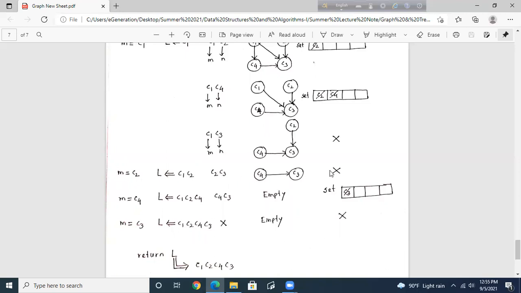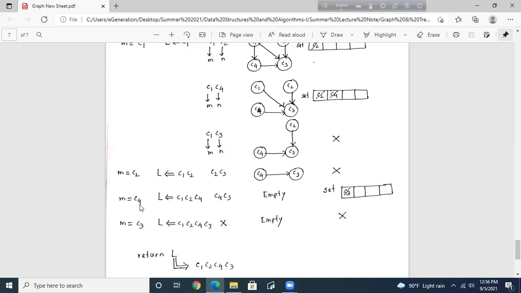Now I have a question: whether I can write C3 inside the set. No, because my M is C2 and my N is C3, so you have to discard C2 C3. After discarding C2 C3, the edge C4 C3 remains. My question is whether I can write C3 inside the set. No, because towards C3 there is an incoming edge, so I cannot write C3 inside the set.